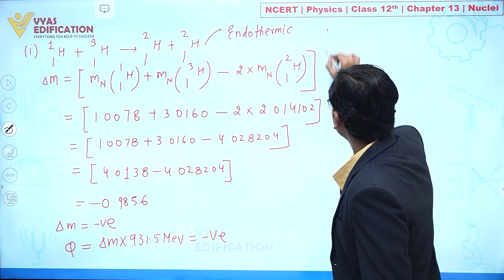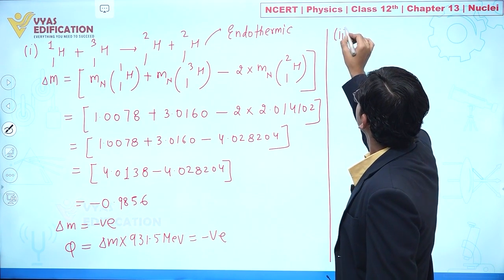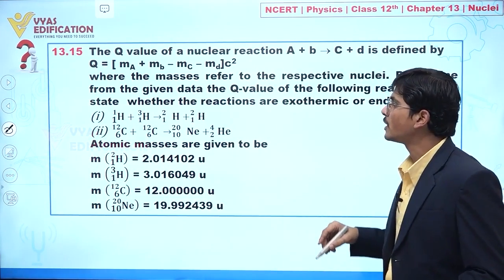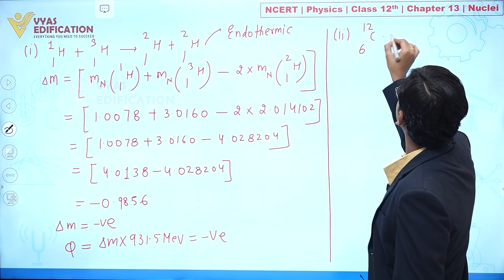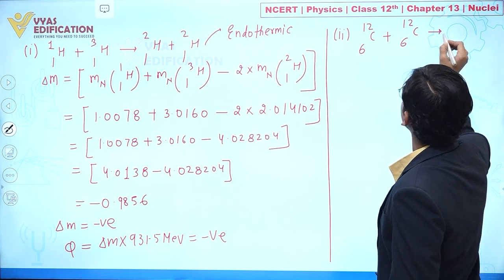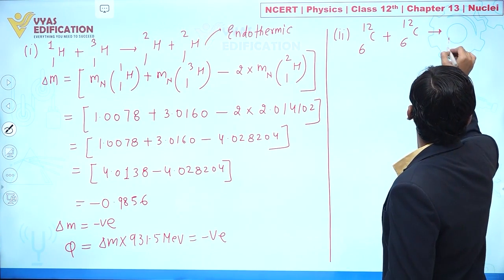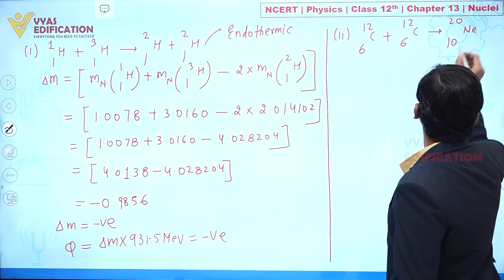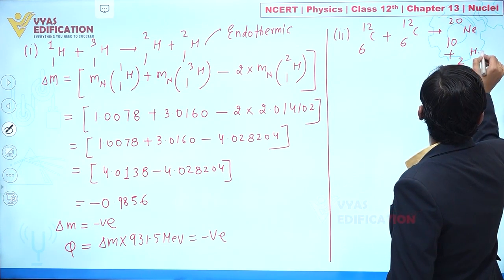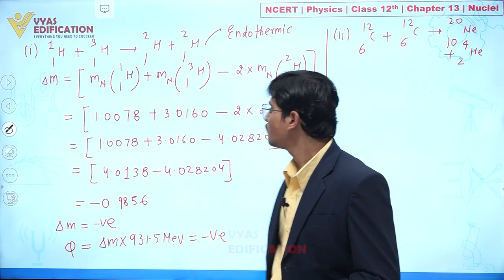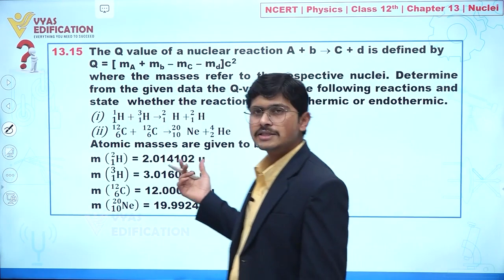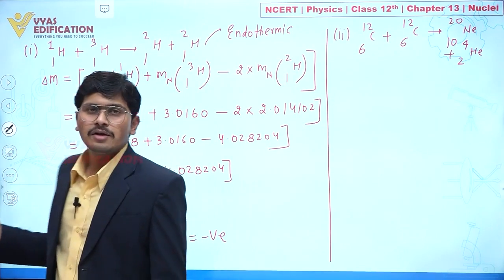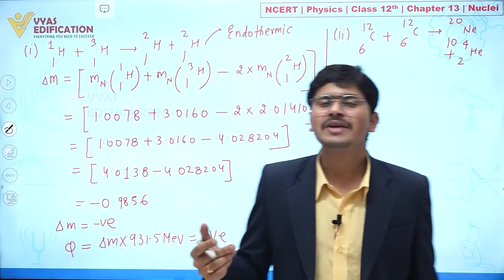Clear? Now we are going to discuss number second. In number second, it is given to you 6C12, 6C12. Now it is converting into 10 neon 20. Clear? So 6C12 plus 6C12 is equal to 10 neon 20, plus the alpha particle, 2He4. Clear? 2He4. So now 6C12 plus 6C12 should be equal to 10Ne20 plus 2He4. Clear? Now again the same objective, first we will calculate Q value.